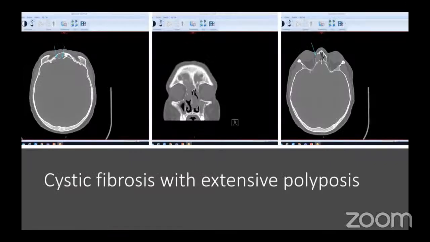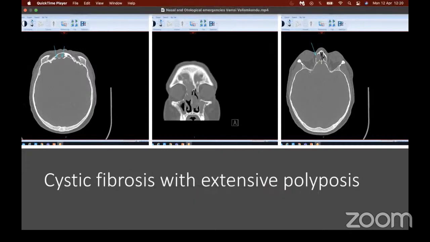Another patient with extensive polyposis and cystic fibrosis had multiple surgeries in the past elsewhere, and his CT scan confirms a breach in the lamina papyraceae and also the posterior table of the frontal sinus. If attention is not given, these could cause problems.